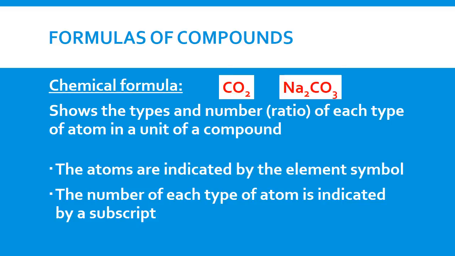All right. The atoms are indicated by the symbol of the element, as we stated, and the number of each type is indicated by the subscript. So again, carbon is 1 because we don't have a subscript. Oxygen is 2 because we have a subscript of 2. In the second compound, we have sodium, carbon, and oxygen in a ratio of 2 to 1 to 3.